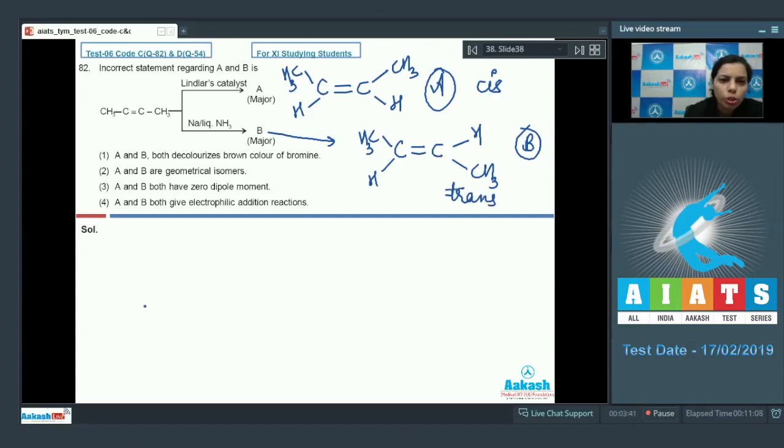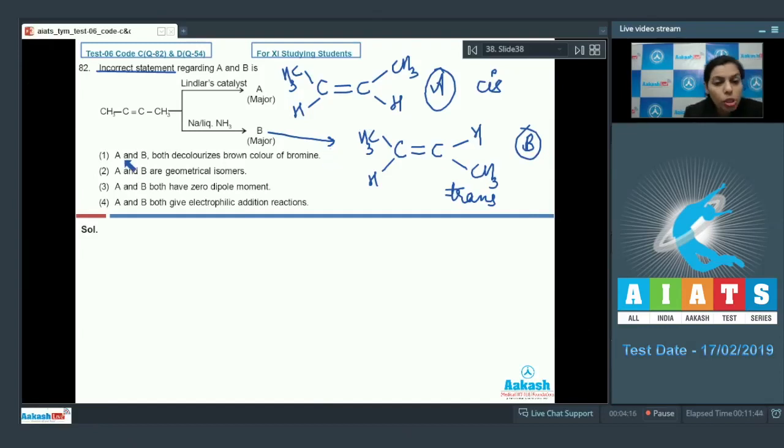Now let's check the options also. You need to choose the incorrect statement from that. So first option we have here, A and B both decolorize brown color of bromine. Definitely it will be done by these two compounds, because A and B both are alkenes and they are able to decolorize bromine water.